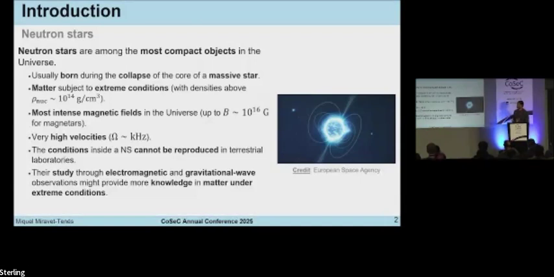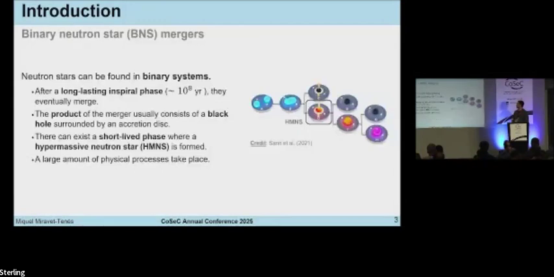And as you can see, these conditions cannot be reproduced in terrestrial laboratories. So in order to study these objects, in order to study matter in extreme conditions, we need electromagnetic and also gravitational wave observations that might provide more knowledge in neutron star physics. And also, in order to understand these observations, we need realistic enough numerical simulations of these objects.